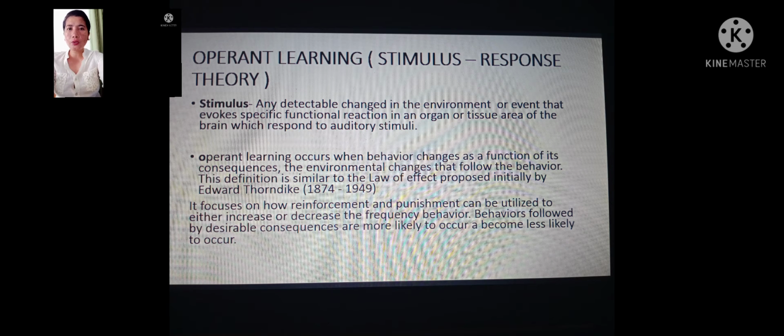It focuses on how reinforcement and punishment can be utilized to either increase or decrease the frequency of behavior. So behavior followed by desirable consequences is more likely to occur, and behavior followed by undesirable consequences becomes less likely to occur.